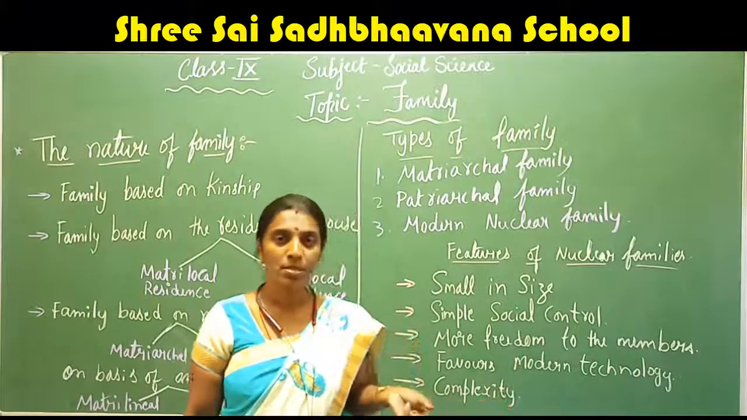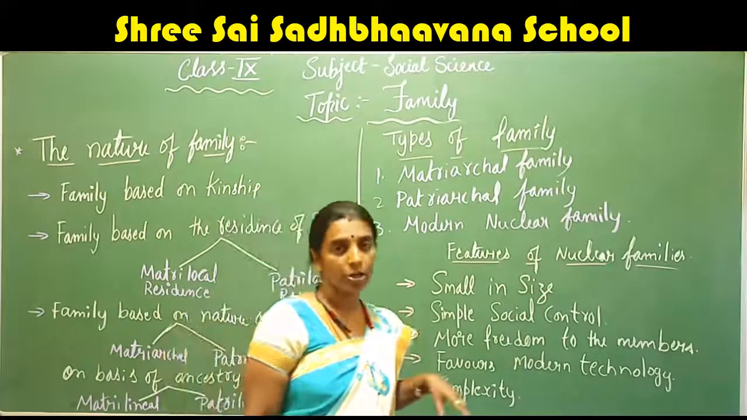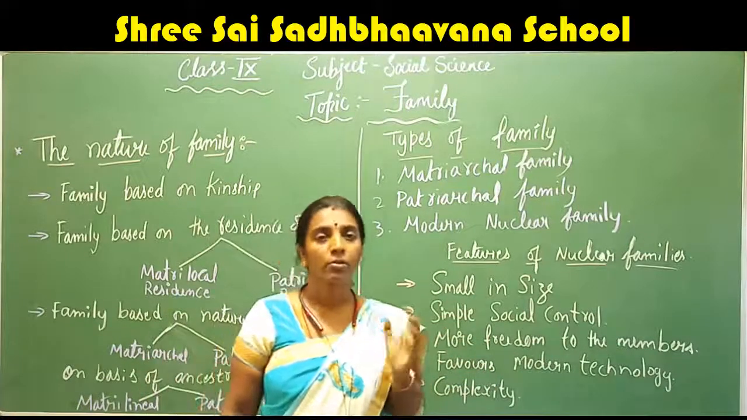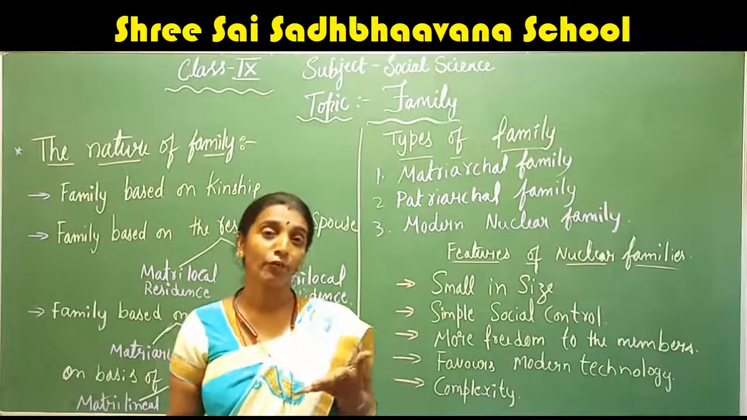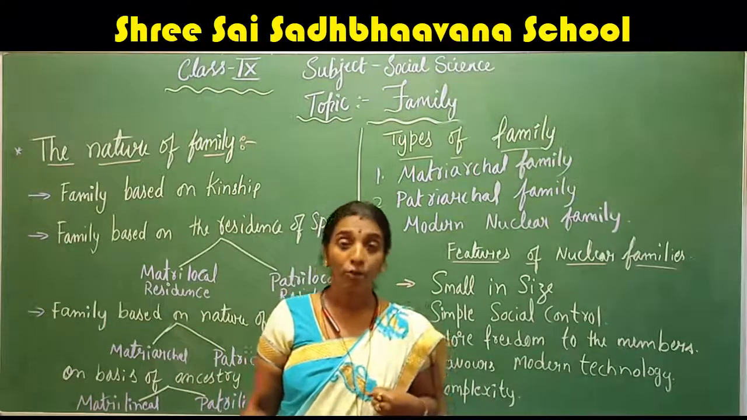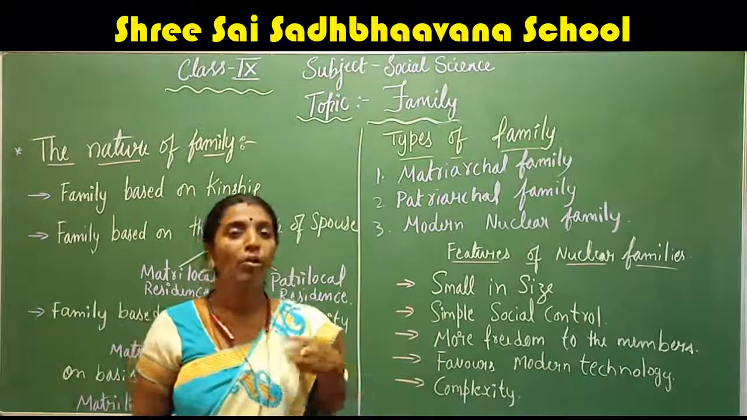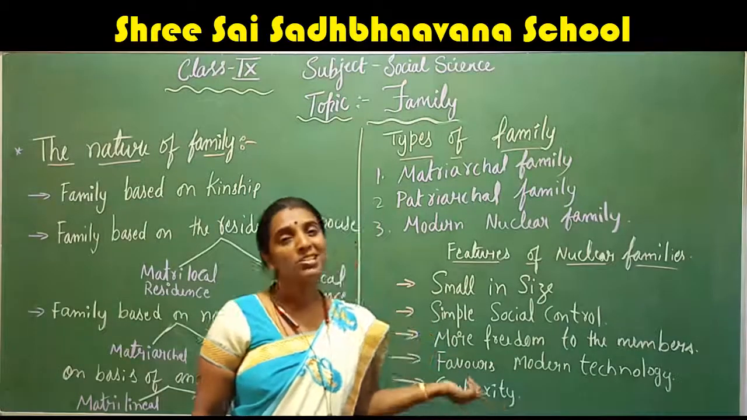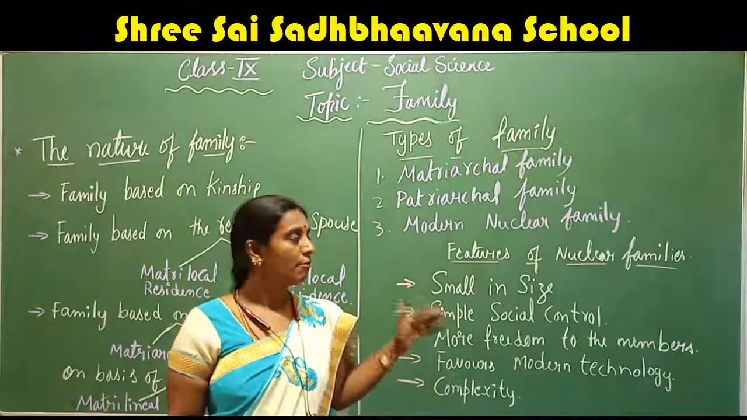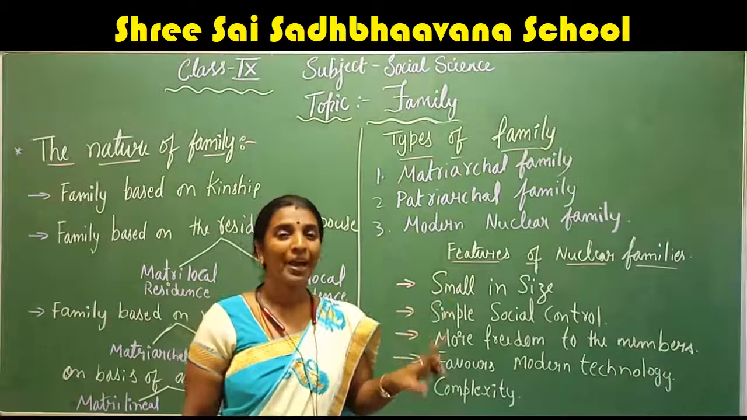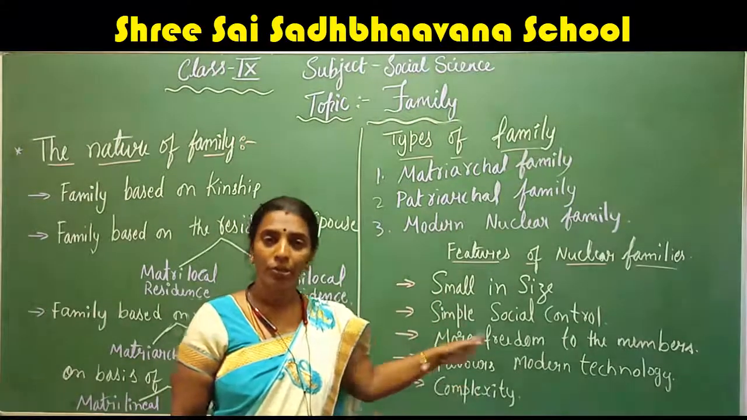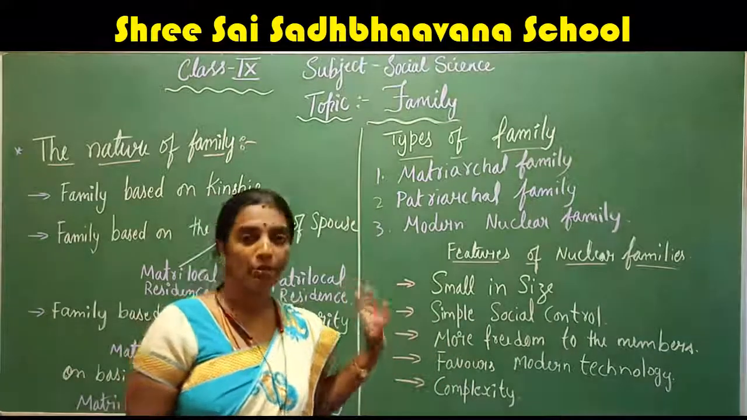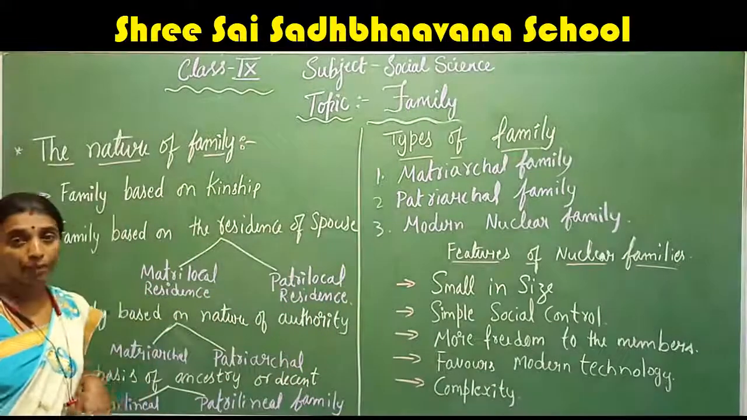Complexity, it is a little bit complex. Yes, it is a little bit tough when you compare to a joint family. In a joint family, the problems will be shared. Not only the happiness, but the sorrowful moments or any economic problems will be solved among the family members, compared to other families. But here it is complex, where only the parents, father and mother, should share all the problems. So it is a little bit complex. I hope you understood about the types of family and also, before that, the nature of family.